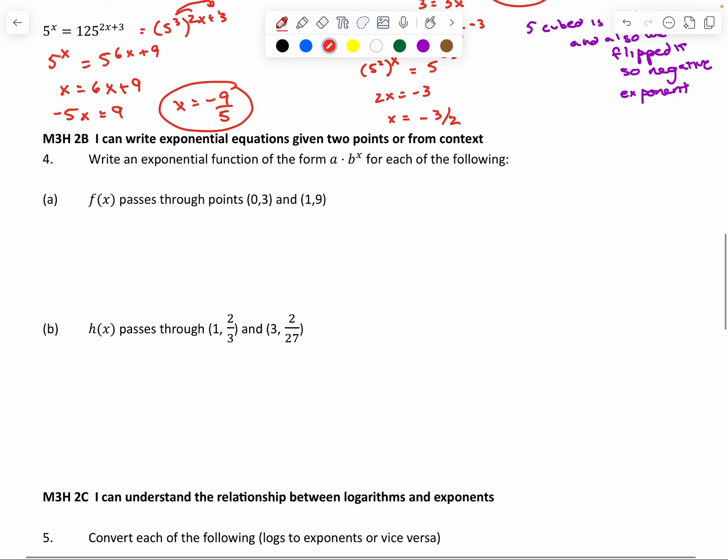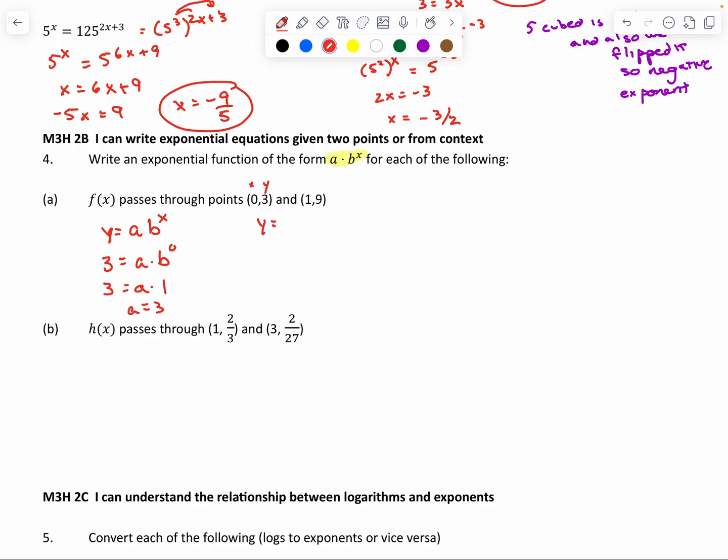Okay, next. Exponential functions are, the basic exponential function is a times b to the x. I'm going to make you write it down. And then we plug in the information that we have. This is x, and this is y. So if you're given b to the 0, that's helpful because b to the 0 is 1, so you get one of the variables immediately.